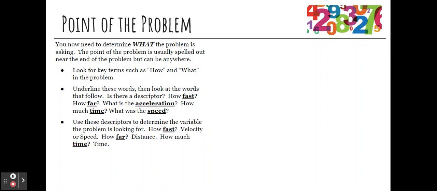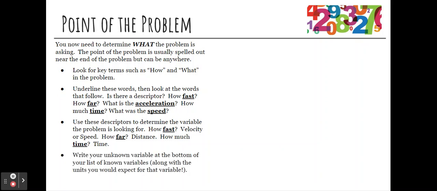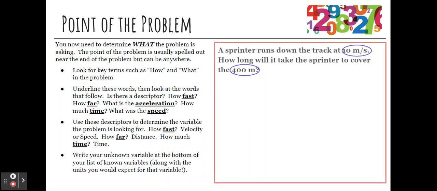If it asks how fast, that's going to be velocity or speed. If it asks how far, that's going to be distance. How much time would be time. And then I'm going to add that variable symbol and a question mark to the bottom of my information table that's under my problem.